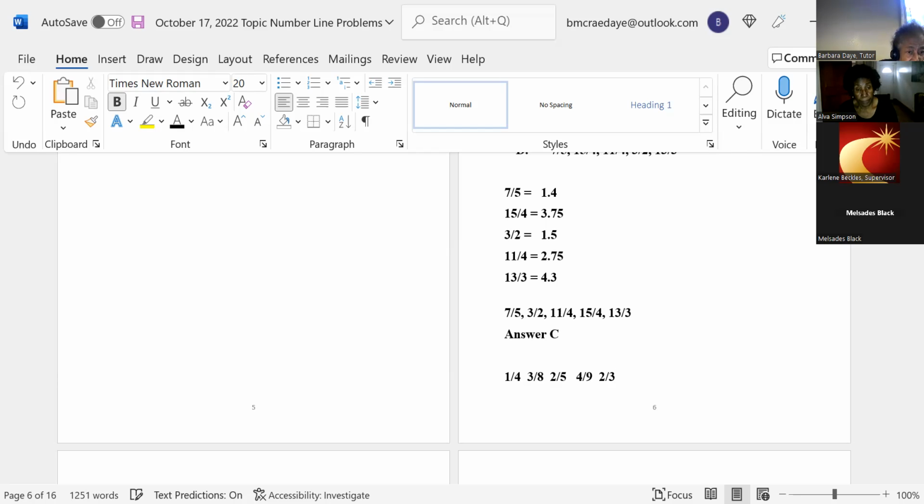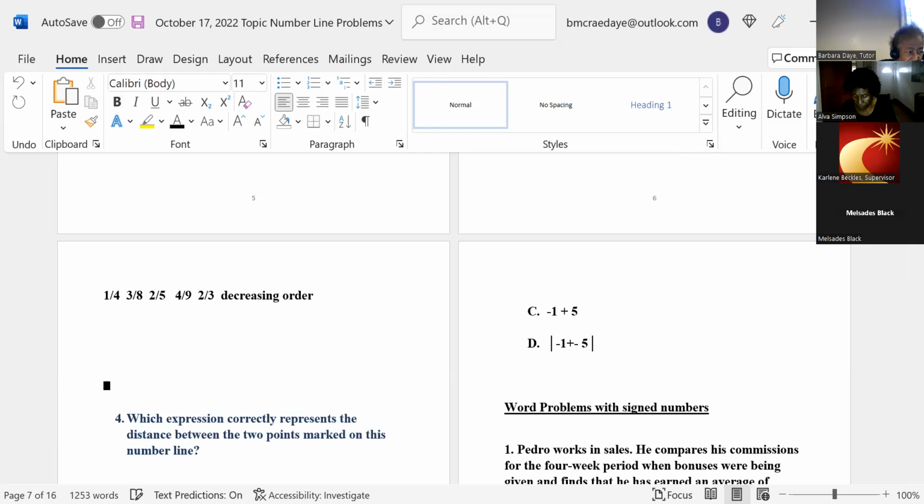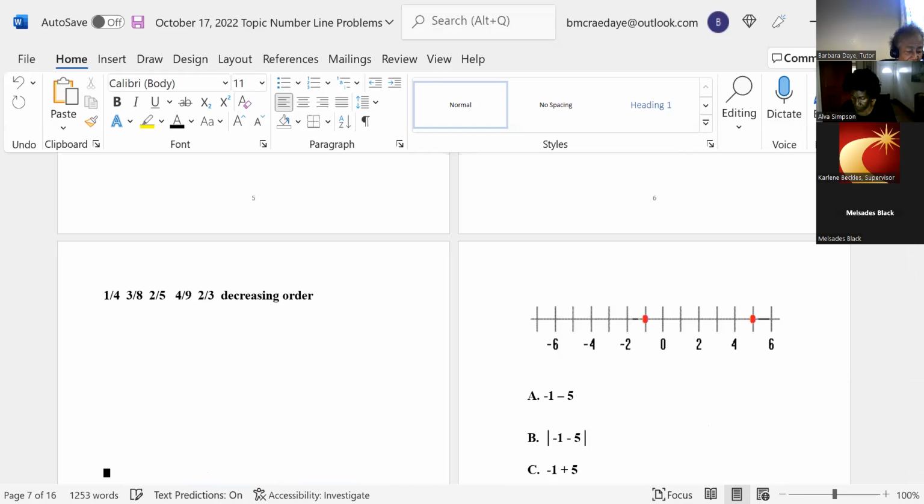Okay, I want you to get those in order. That was in increasing order. I want you to get these in decreasing order. Decreasing order means you're going from what? High to low. Yes. Now I am going to put this on the screen. Here we go. So I want you to put those fractions in decreasing order.